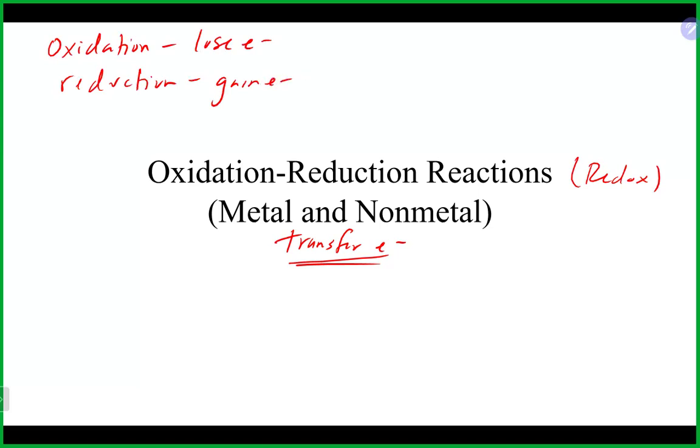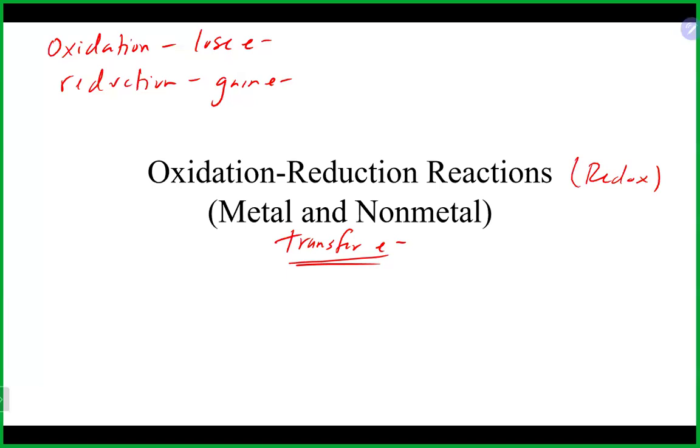When you lose electrons, you become more positive, and that is because you have more protons than electrons. When you gain electrons, you become more negative because you've now gained more negatively charged electrons than the protons you started with.